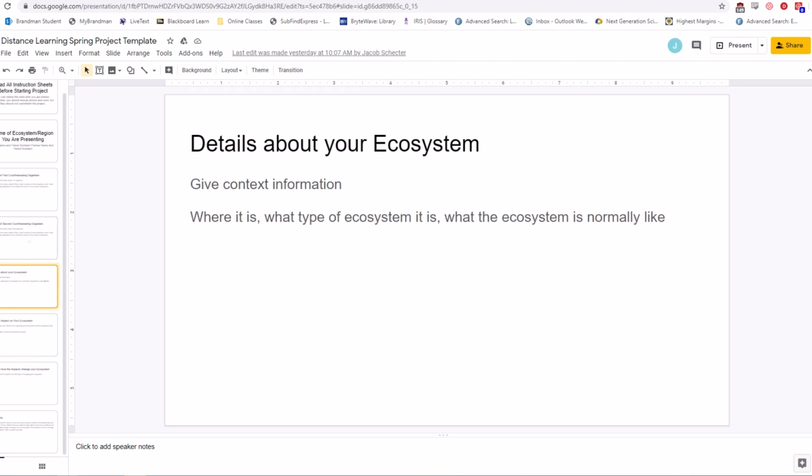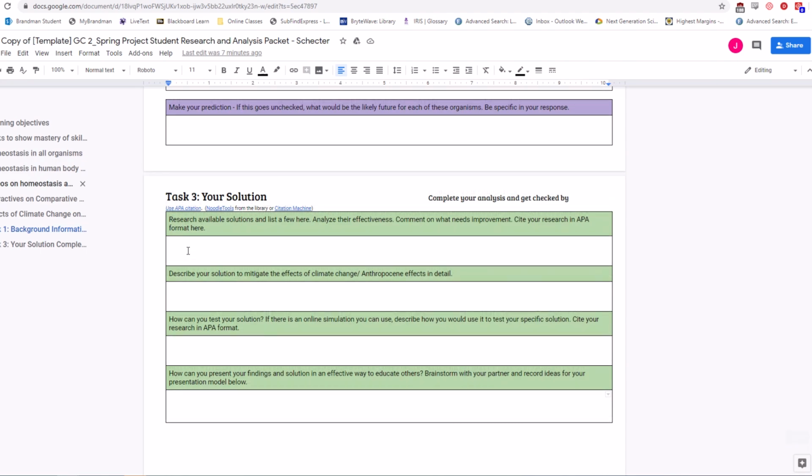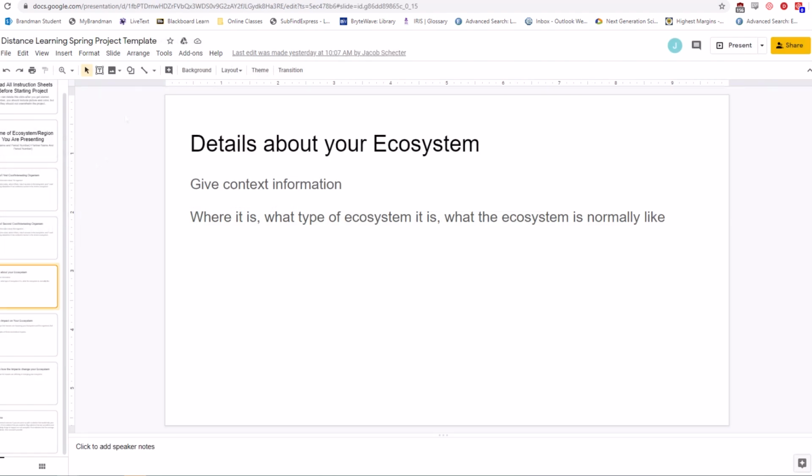Like if you want to spend 2 slides talking about your ecosystem, that's fine. But the goal is basically to do the research and analysis on tasks 1 and 2 and 3, and then combine and then take that information and put it into a presentation, and that's your spring project.